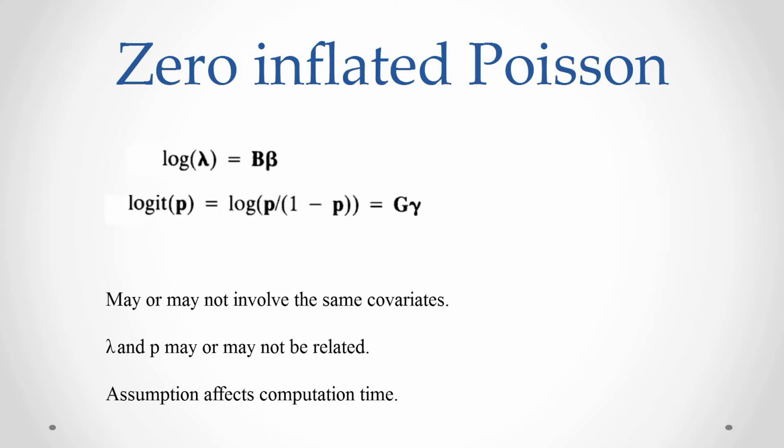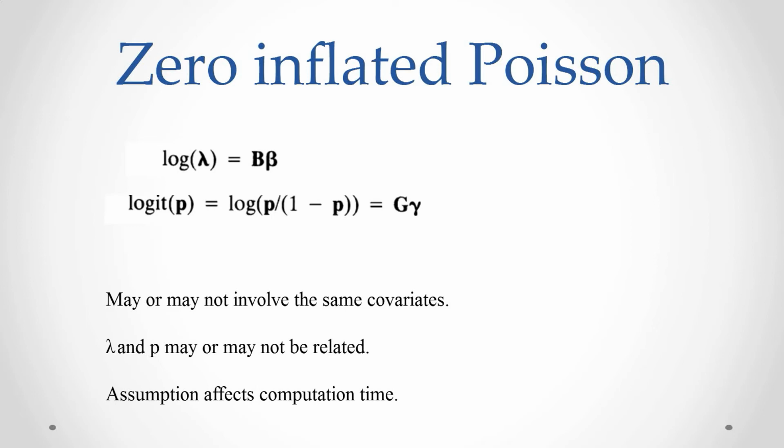We have 2 sets of parameters, the lambdas equal to lambda 1 to lambda n for the n observations, and p equal to p1 to pn, and these satisfy log of lambda equal to capital B into beta, and logit of p equal to log p over 1 minus p component wise is equal to capital G into gamma, where B and G are known covariate matrices.